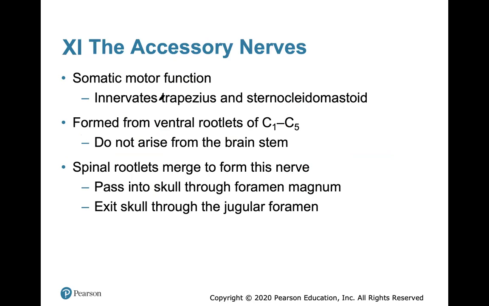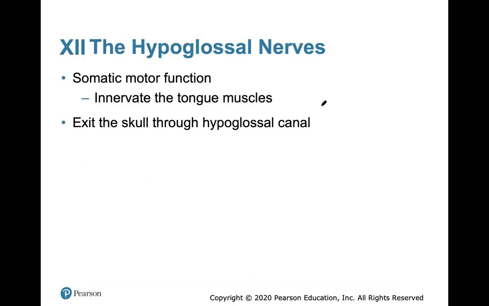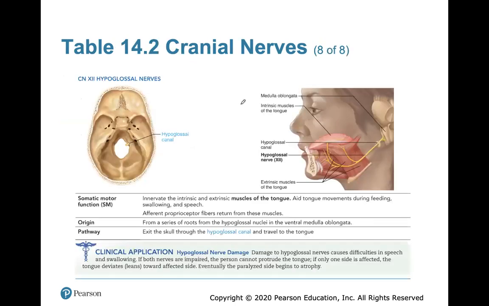The accessory nerve, the big one about this one is it innervates your trapezius and sternocleidomastoid muscle. And then the hypoglossal, this glossal name has to do with tongue. So this one innervates a lot of your tongue muscles.